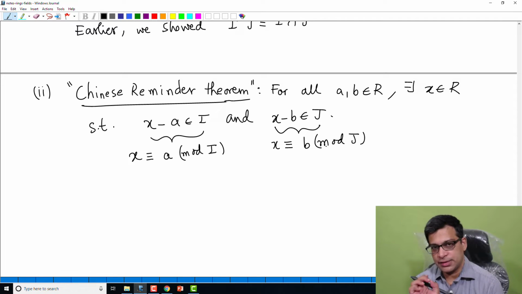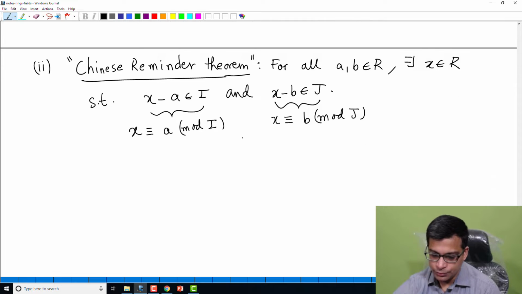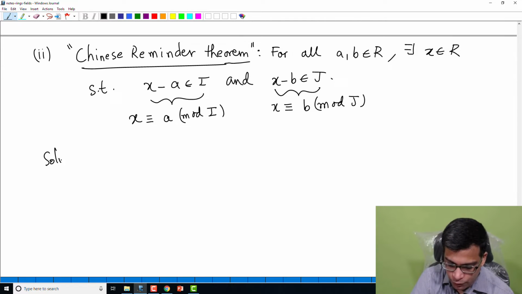All I am saying is that there is a single element x which is like a in the quotient ring R mod I, because x minus a is 0 modulo I. So x is the same as a mod I, and x is the same as b mod J. Given any two elements, we can do this. The solution or the proof is the following.